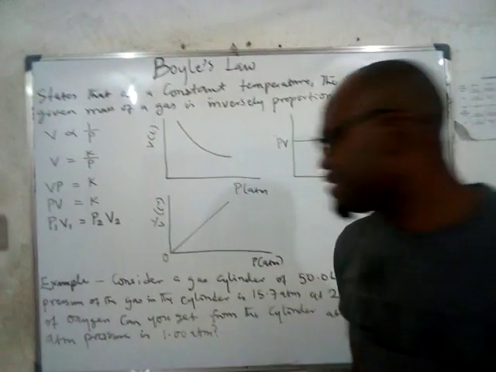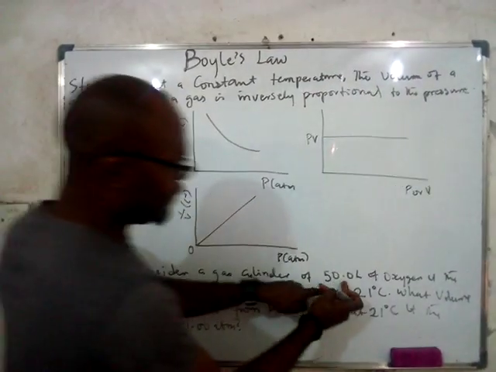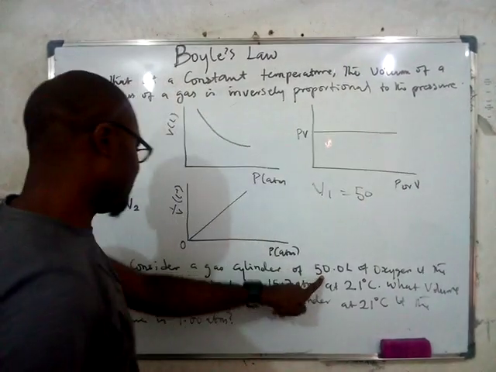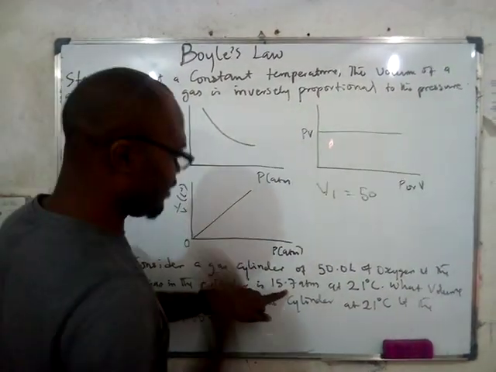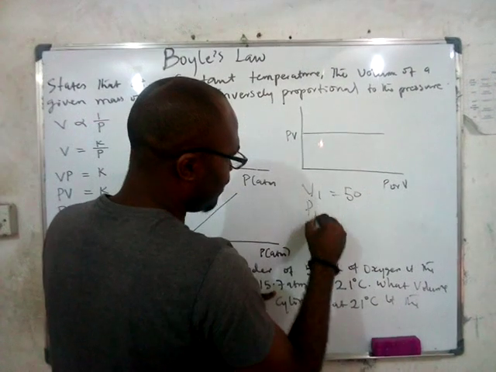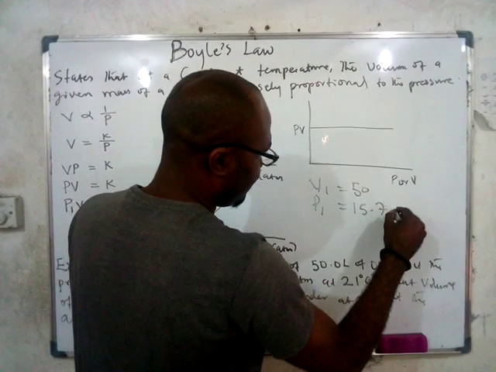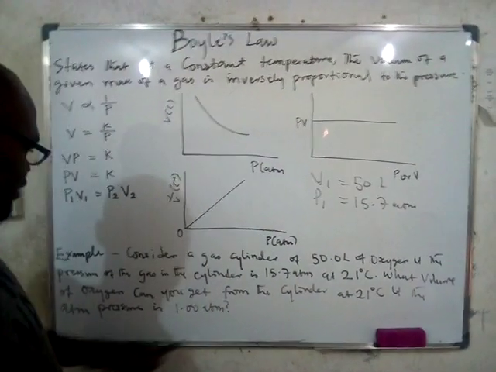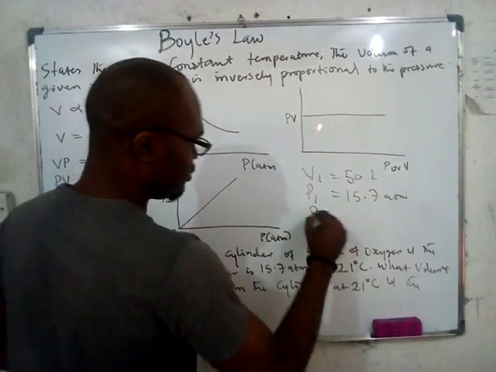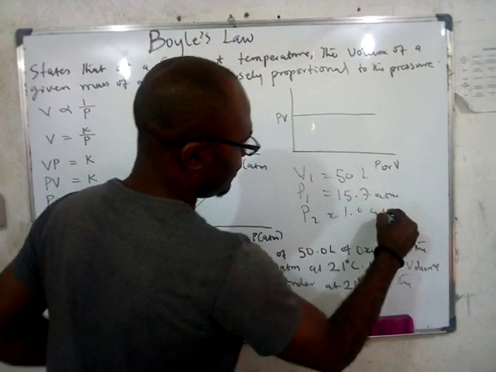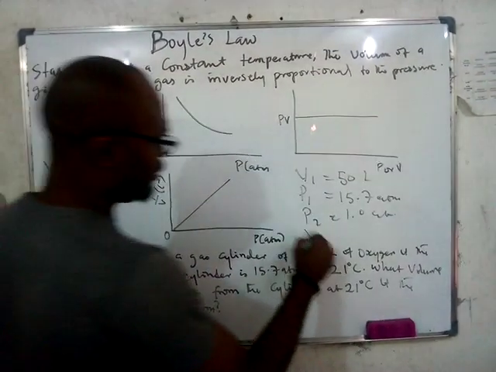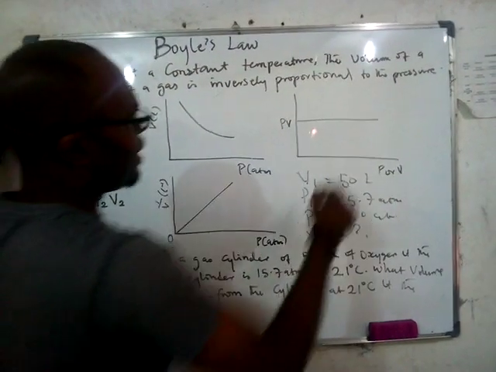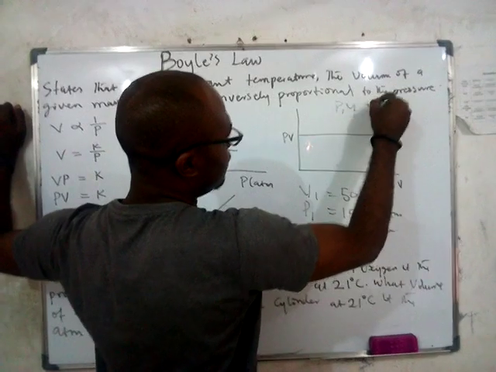So let's solve this. What is given here? 50 liters. This is V1 equal to 50. The next thing given is 15.7 atm. That is P1 equal to 15.7 atm. Then what is also given? P2 equals 1.0 atm. So we are now supposed to find V2. Now using this formula, you have that P1 V1 equal to P2 V2.